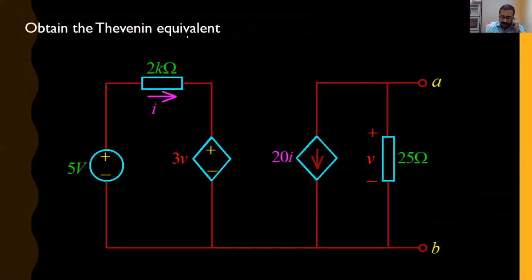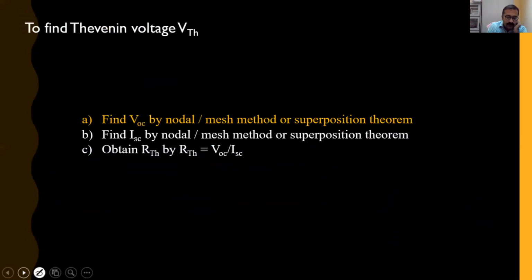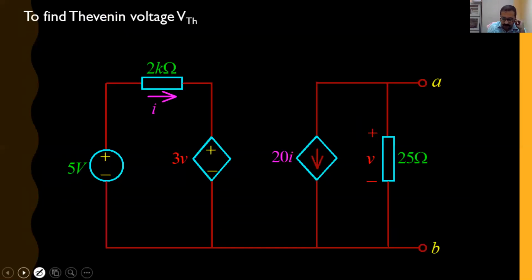Obtain the Thevenin equivalent. Okay, there's a 5 volt independent voltage source. The 3V is the dependent voltage source; its voltage magnitude depends on V. What is V? V is the potential across 25 ohms. So this is a voltage dependent voltage source, and this is a current dependent current source whose value depends on the current flowing through 2 kilo ohms. Okay, so what's the first step? We have to find VOC, the open circuit voltage, by nodal method or mesh method or superposition theorem.